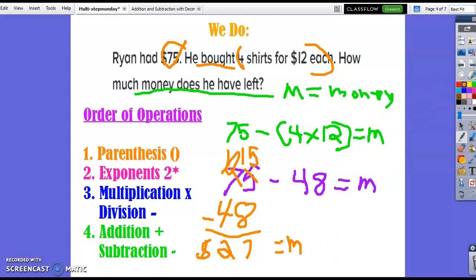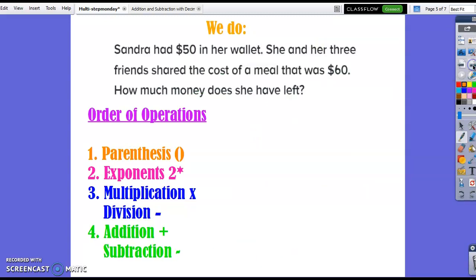All right, here's another one I want you to try. Make sure you're writing down these equations in your journals, in your notes, and make sure that you have them there to refer back to later on. All right, so here's another one. Sandra had $50 in her wallet. She and her 3 friends shared the cost of a meal that was $60. How much money does she have left?